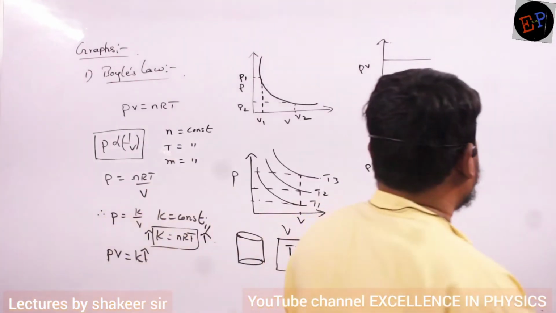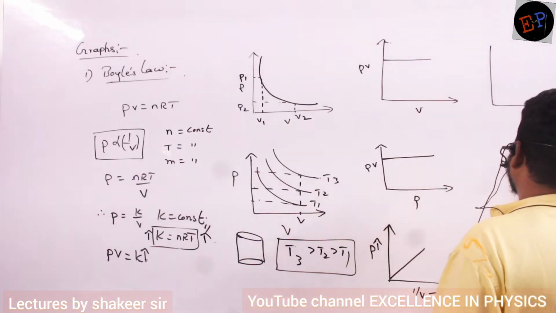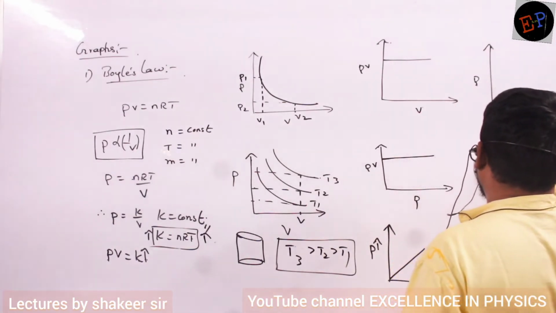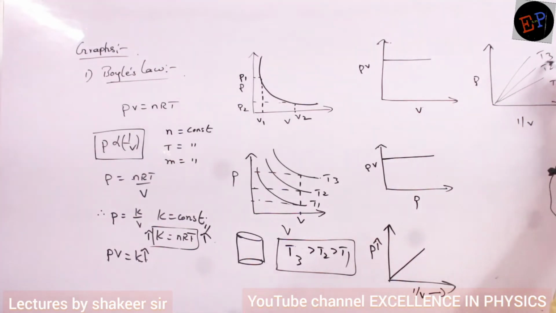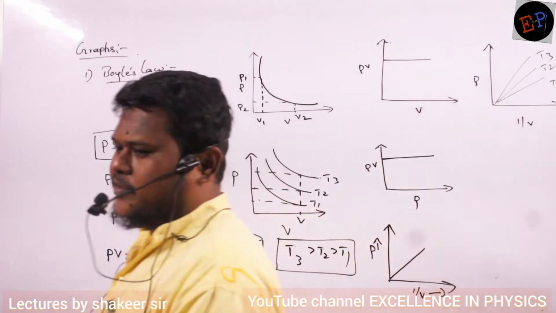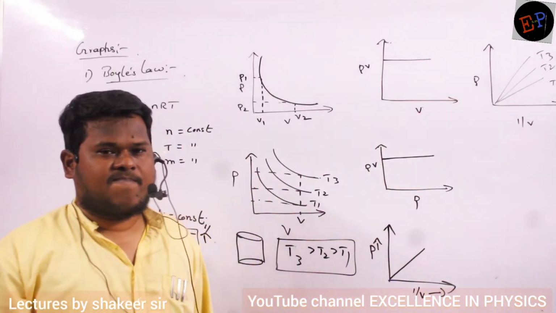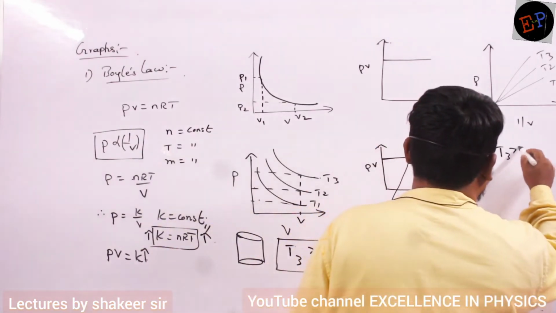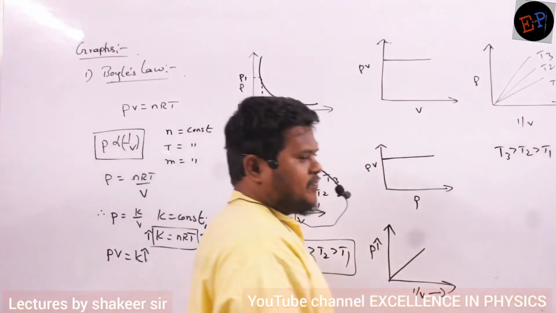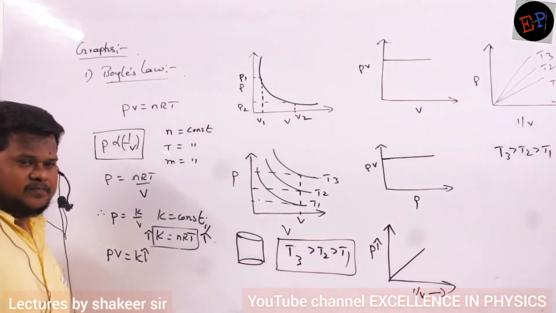I will draw one more graph. Clear, ma? See here. So, this is pressure, this is 1 by V. Clear, no, ma? I am drawing 3 graphs at 3 different temperatures. This is T1, this is T2, and this is T3. Now, can you say what is the relation between T1, T2, and T3? T3 is? Okay. So, T3 is greater than T2 is greater than T1. How can you say?